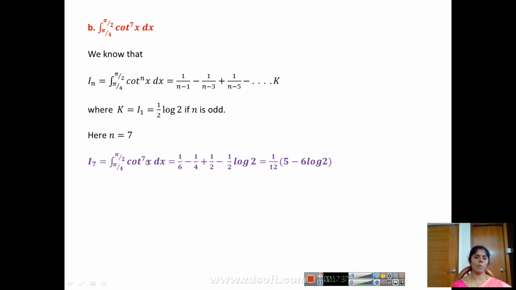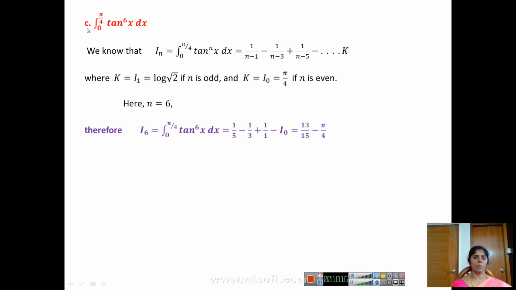So I7 is equal to the integral from pi by 4 to pi by 2 of cot to the power 7 of x dx, which equals 1 divided by 7 minus 1, that is 6, minus 1 divided by 7 minus 3, that is 4, plus 1 divided by 7 minus 5, that is 2, minus I1, and I1 we can write as one half into log 2. After simplifying, considering the LCM, the result is 1 divided by 12 into 5 minus 6 log 2.